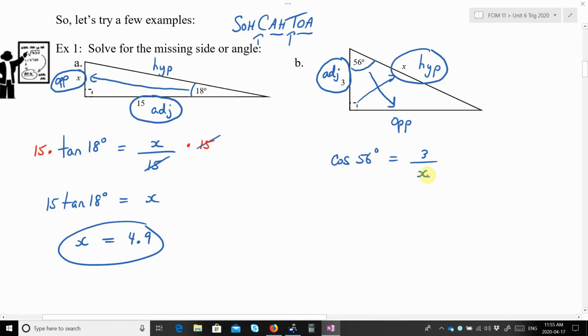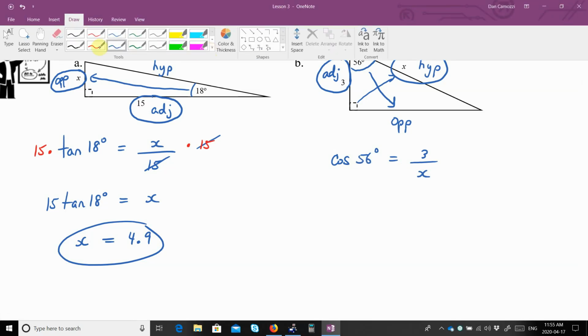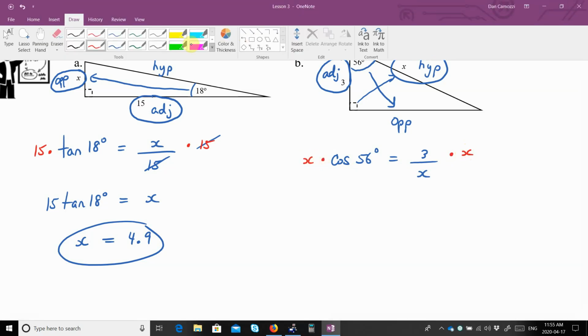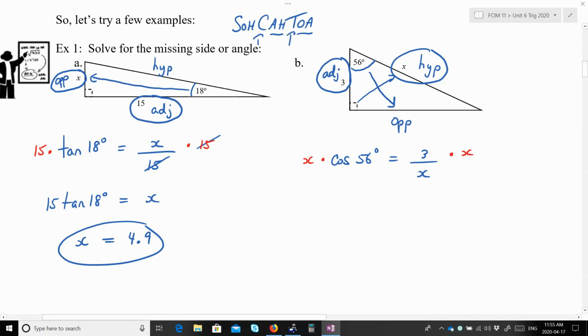Okay, and so this is one of those ones where the x and the cos 56 are going to just switch spots. But if you want me to show you again why that happens, what you have to do is multiply both sides by x first of all, that's to get rid of this dividing by x situation. And then you get x times cos 56 degrees equals 3.